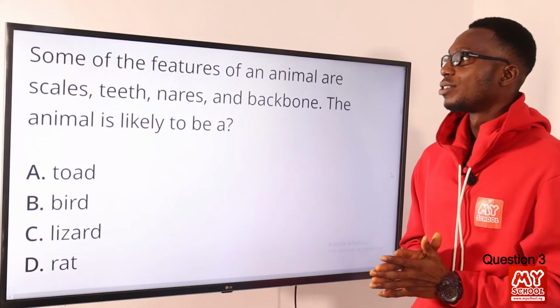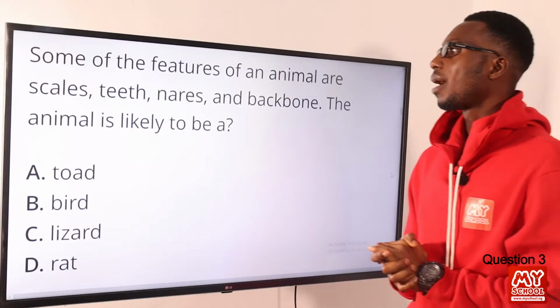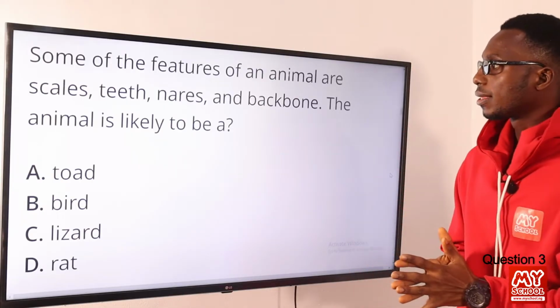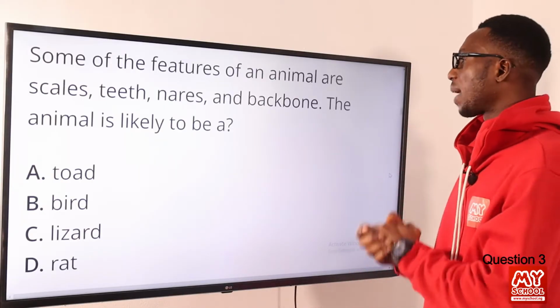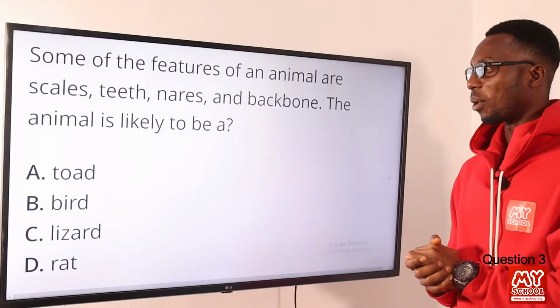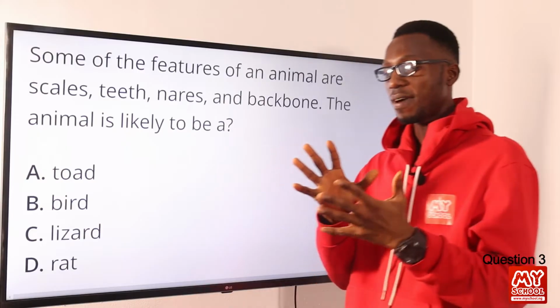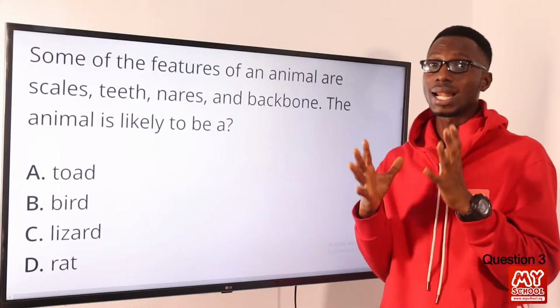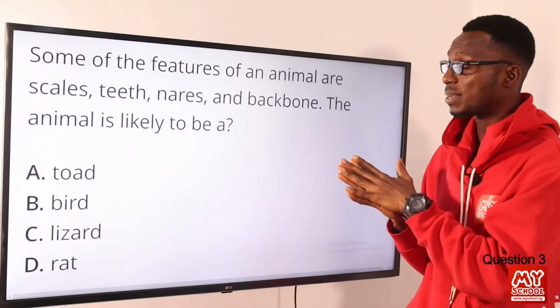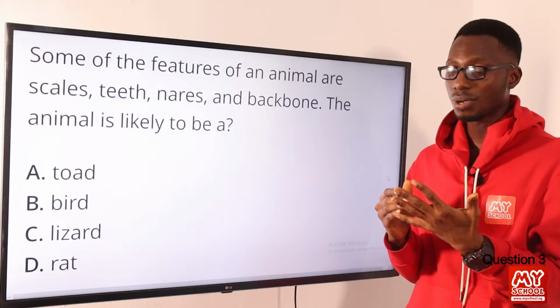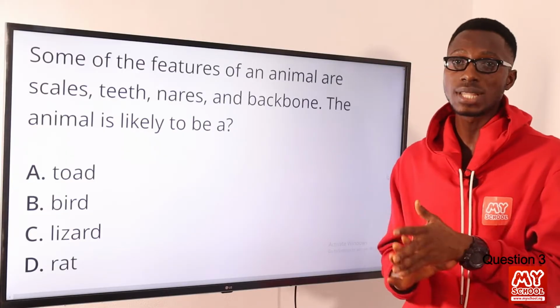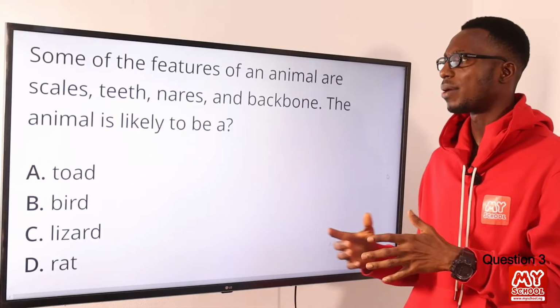Question 3. Some of the features of an animal are scales, teeth, nerves, and backbone. The animal is likely to be a what? So when you talk about backbone, we're talking about vertebrates. If I want to bring out the classes of vertebrates, you talk about Pisces, aves, reptiles, amphibians, and mammals as well.